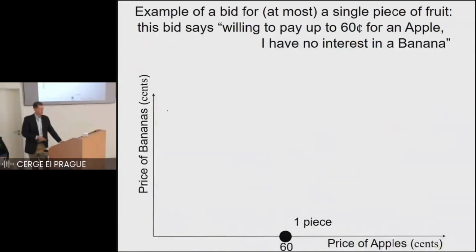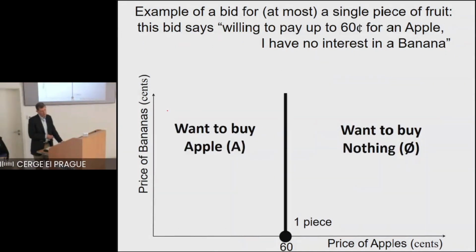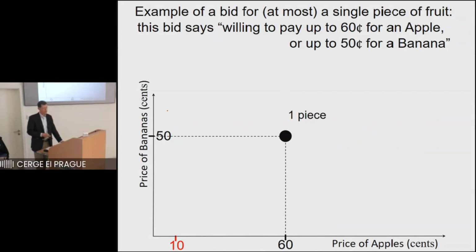And so this is a picture of the simplest kind of bid. This is somebody who would like an apple, who's prepared to pay up 60 cents for the apple. So in this case, if the price is more than 60, they want to buy nothing. If it's less than 60, they want to buy one apple. A more interesting bid is a bid that says, I'll pay up 60 for an apple. I don't like bananas as much, but for a banana, I'll pay up to 50.